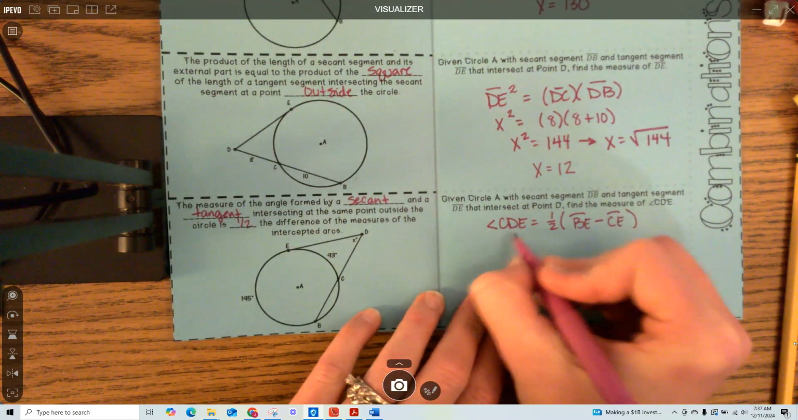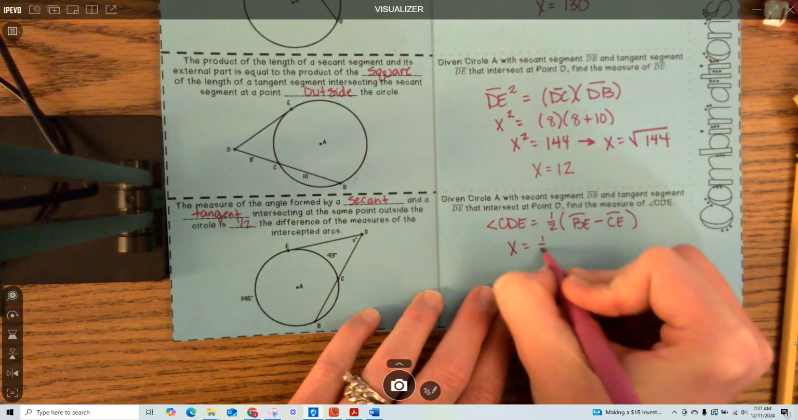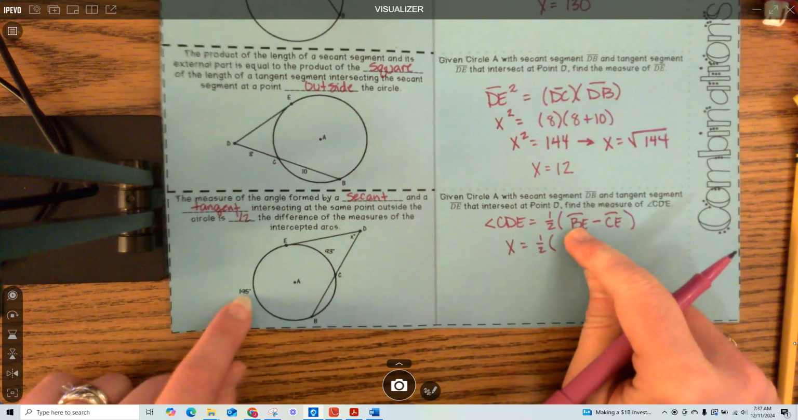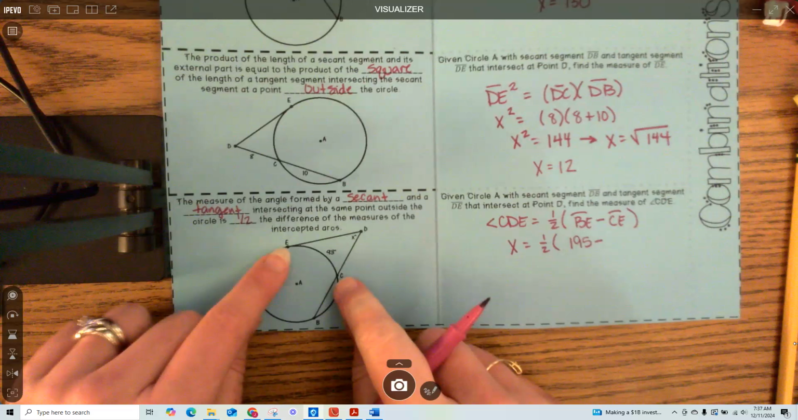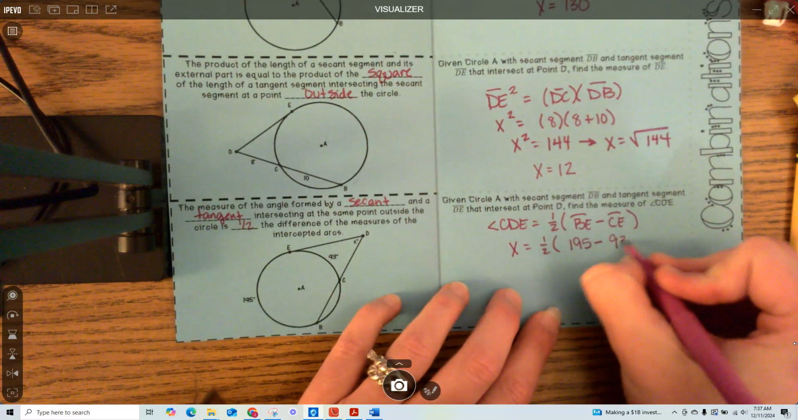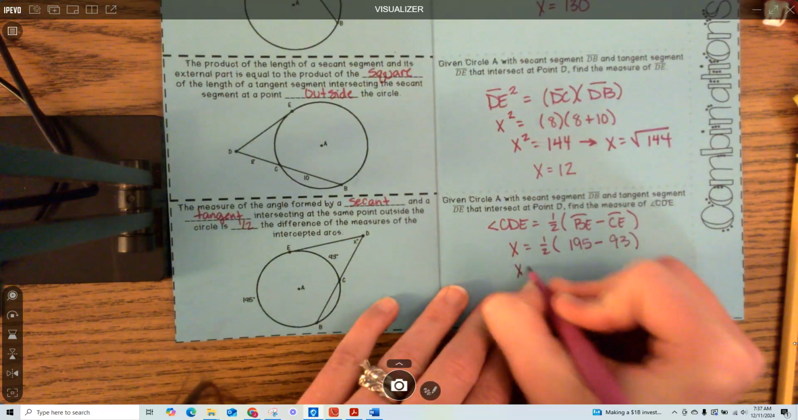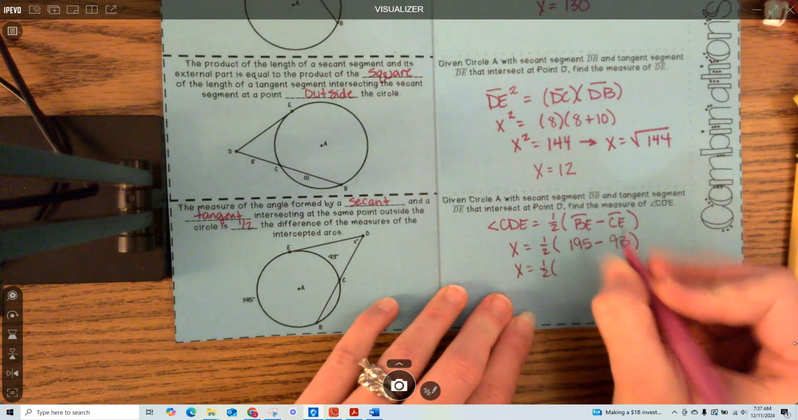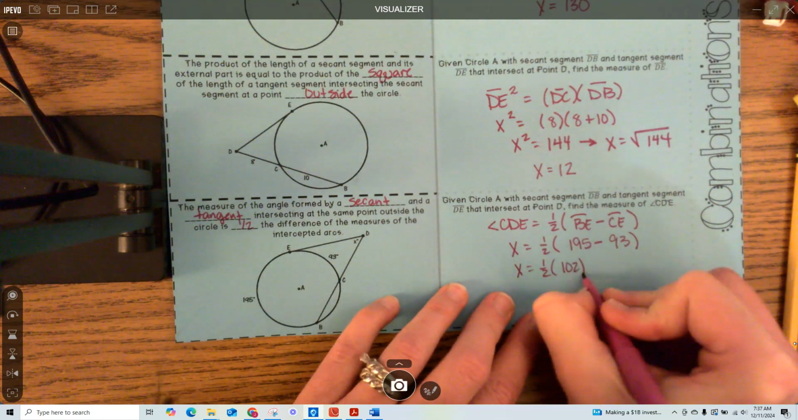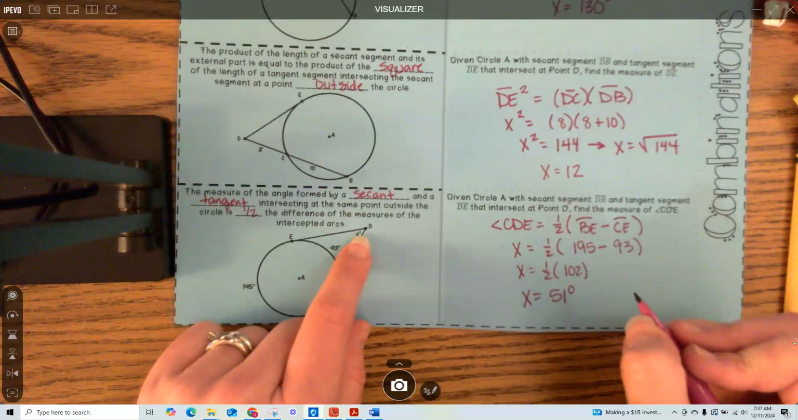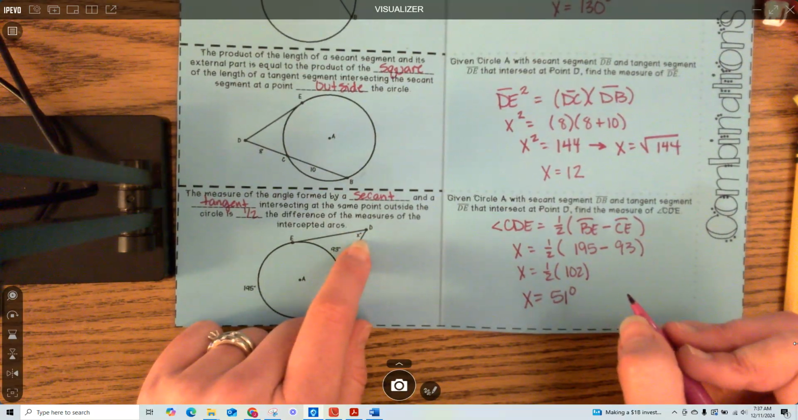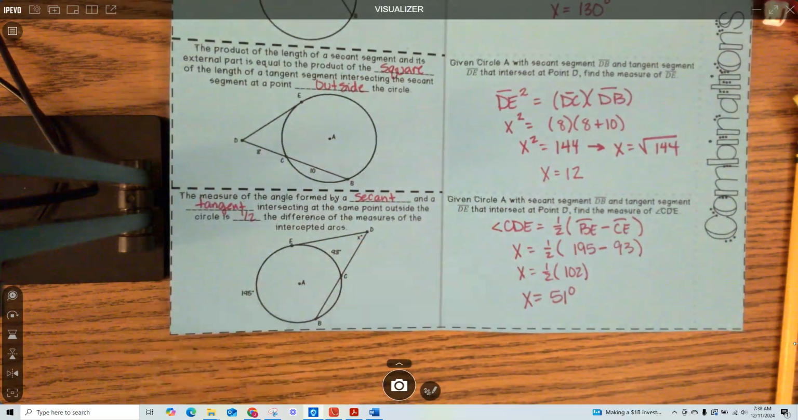All right, we can fill in what we know. So CDE is X. BE is 195. CE is 93. So 195 minus 93 is 102. And then half of 102 is 51 degrees. And so that's the measure of this angle here. So that's it for this video.